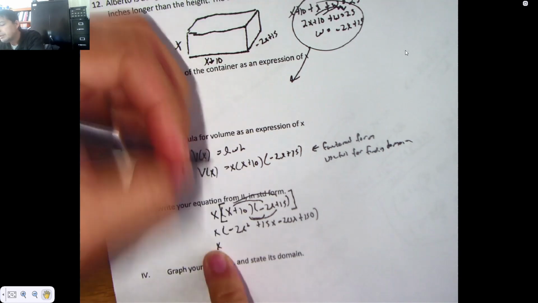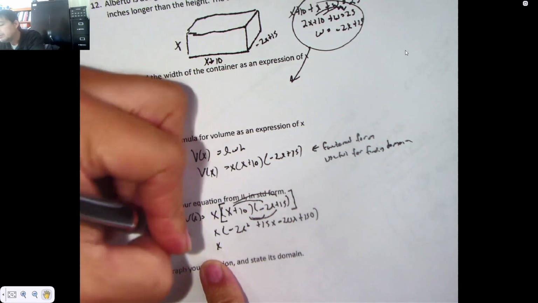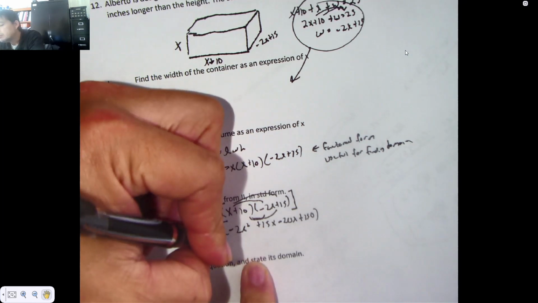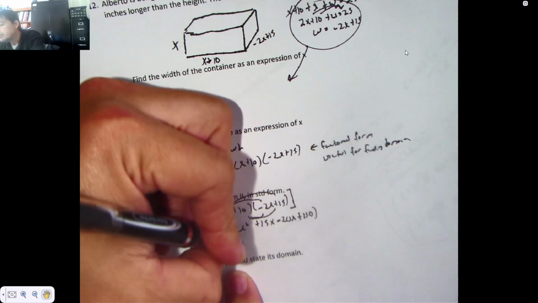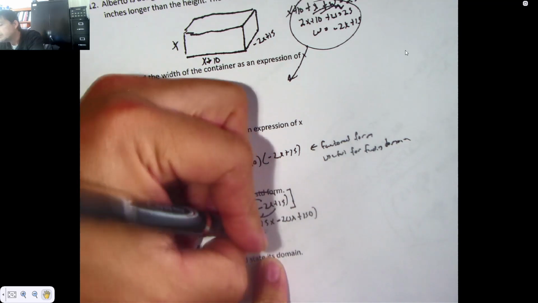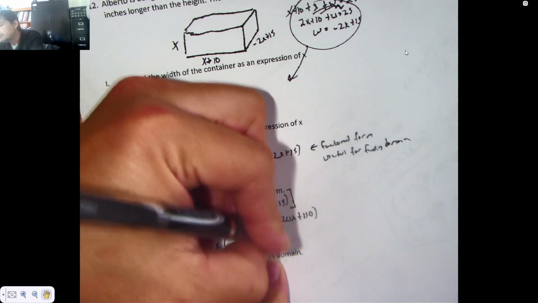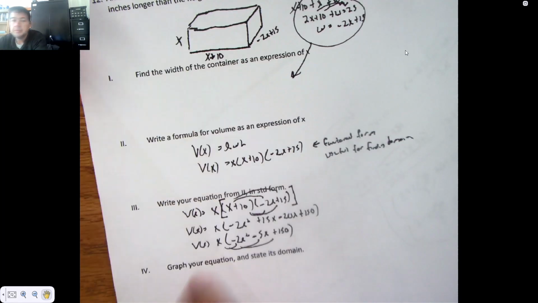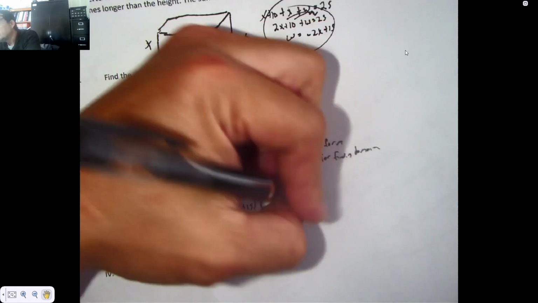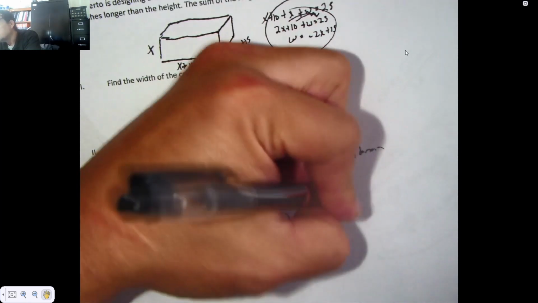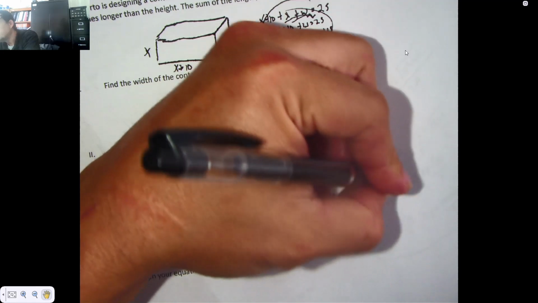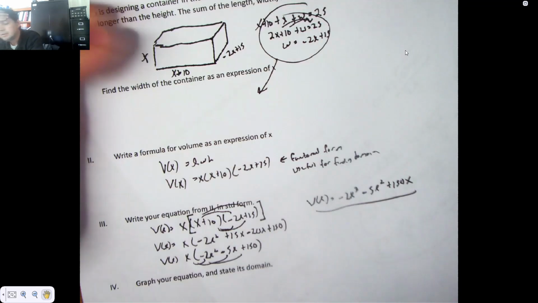And before I distribute that x, I'm going to combine like terms. I have a negative 2x squared minus 5x plus 150. And the next thing is to just distribute this x to all three pieces. So volume as a function of x is a negative 2x cubed minus 5x squared plus 150x. Graph your equation, state its domain.